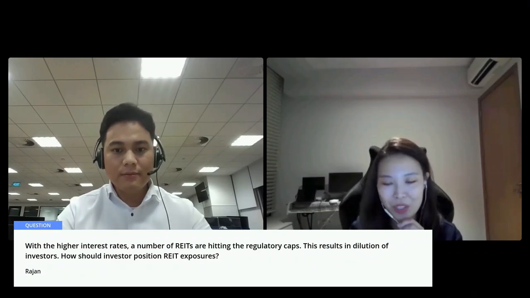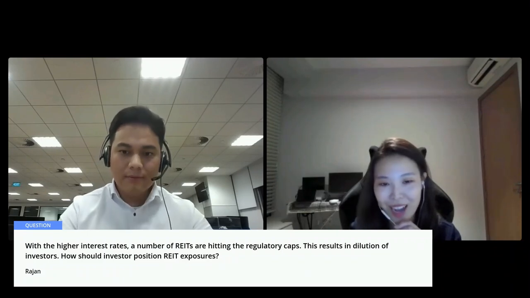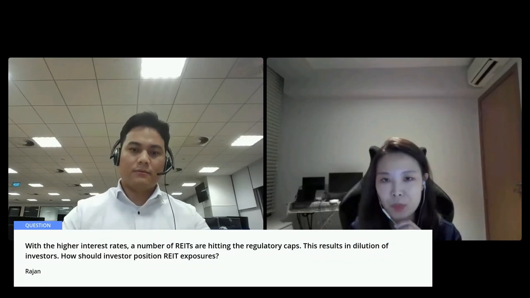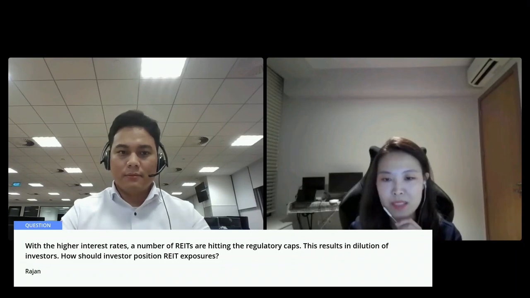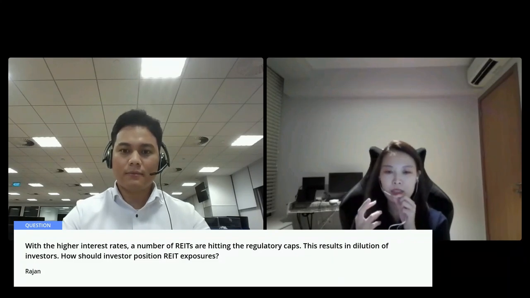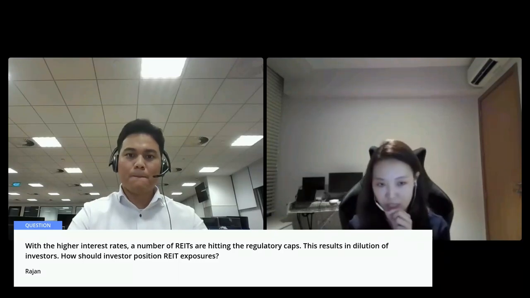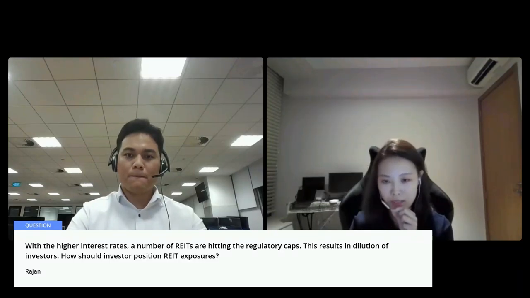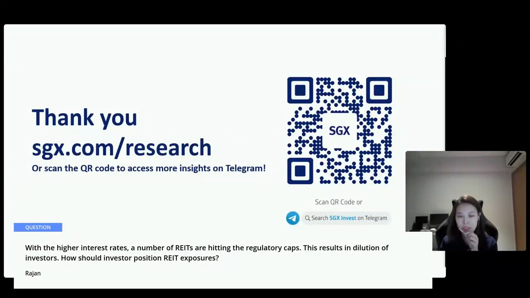I know it stemmed from the recent announcement by Manulife REIT. So let me put it into context to understand what actually drove this. If you look at a REIT itself, the question is higher interest rates. Of course, that is one reason that could increase the leverage ratio of a REIT. When we talk about the regulatory cap, we're likely talking about the leverage ratio, which is your debt over your assets. Singapore has a cap of 50%.